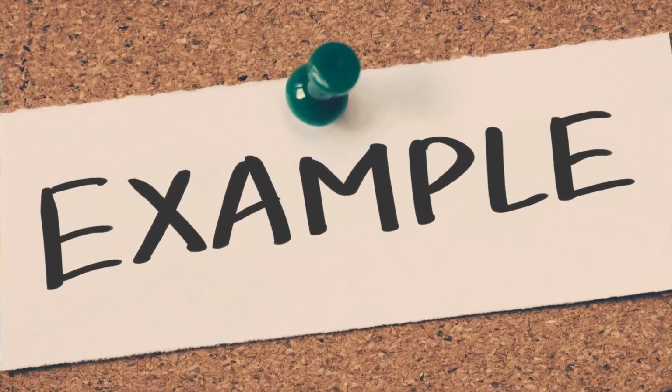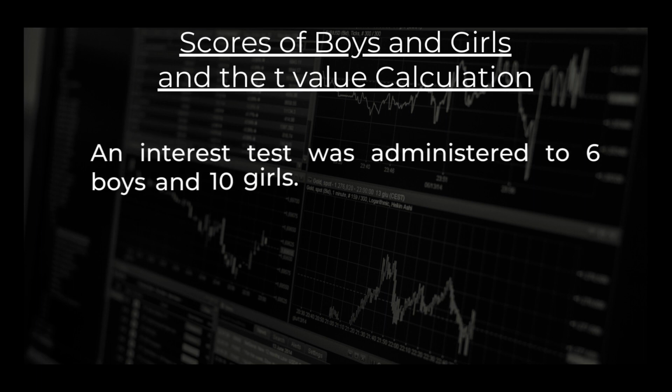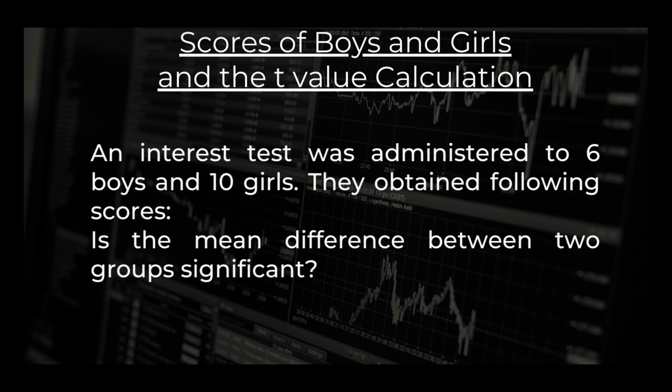Here is the example: scores of the boys and girls and the t-value calculation. An interest test was administered to 6 boys and 10 girls. They obtained the following scores. Is the mean difference between the two groups significant?